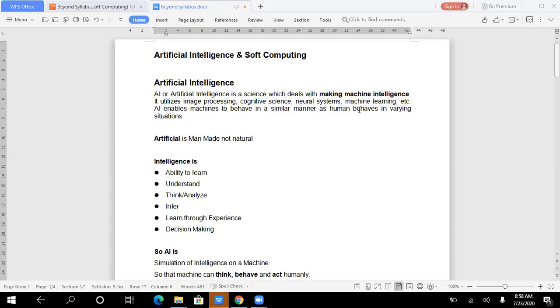Then we have decision making. On the basis of analyzing, on the basis of understanding, and on the basis of inference, we can make out the decisions. We can make the decisions.